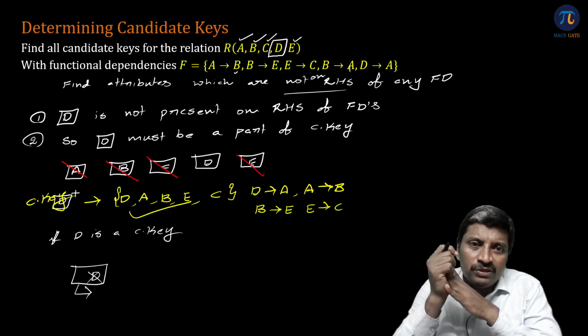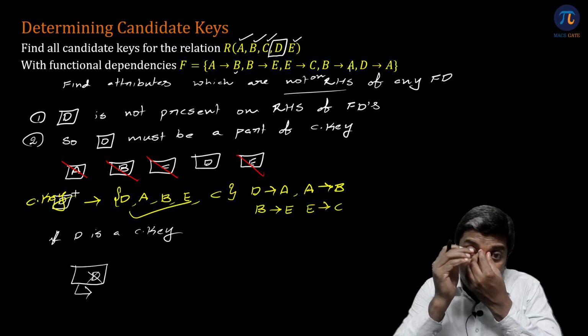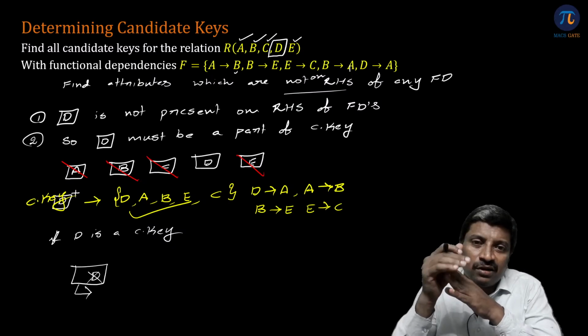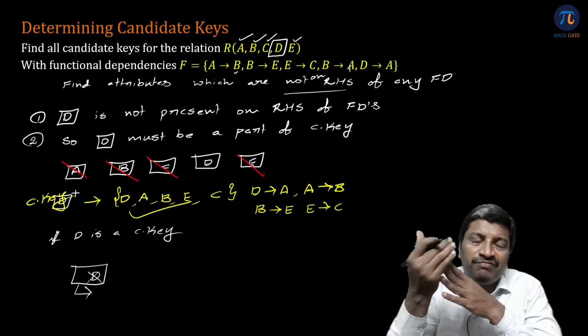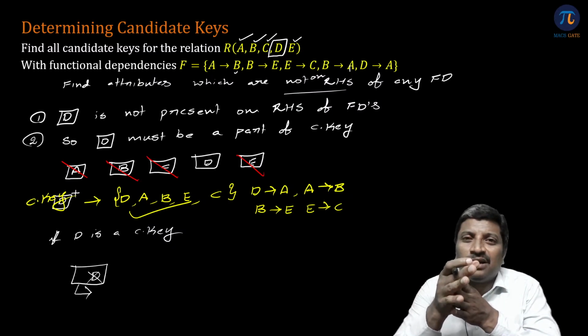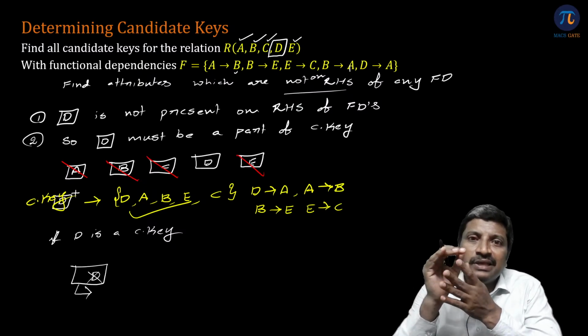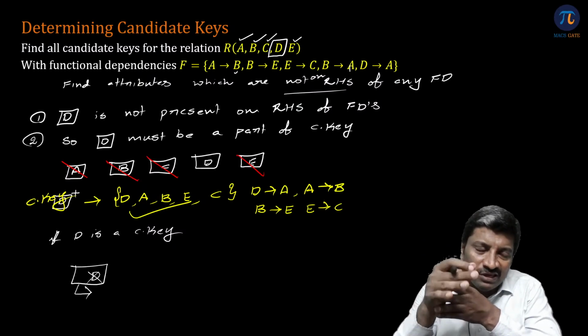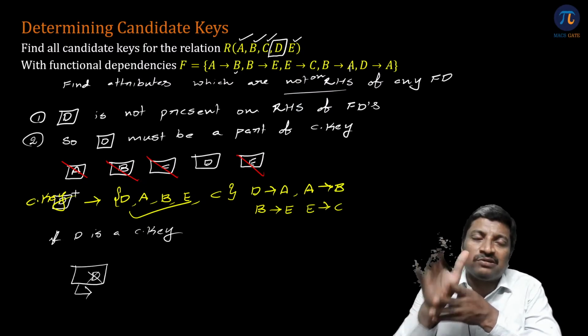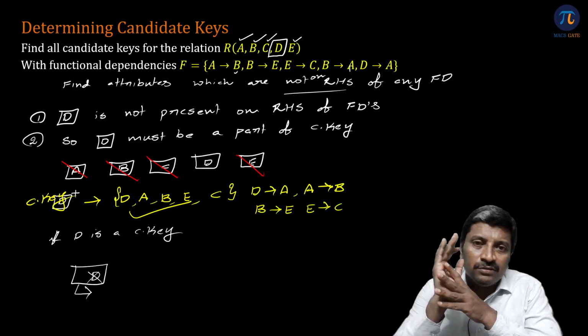Hope you understood it. So first we need to identify the attributes which are not on the right side of any functional dependency. Whenever they are not on the right side, they cannot be derived from anyone else. So it must be a part of the candidate key, right?